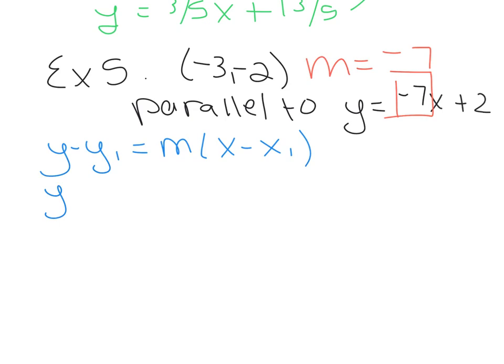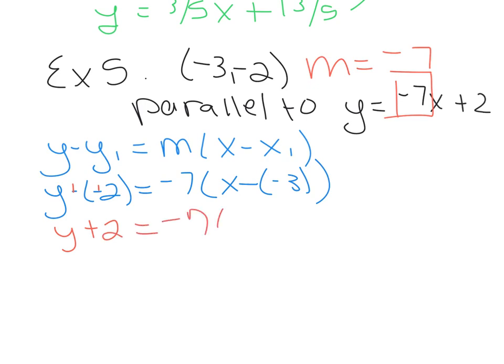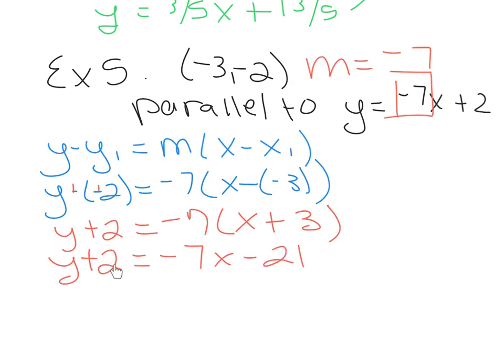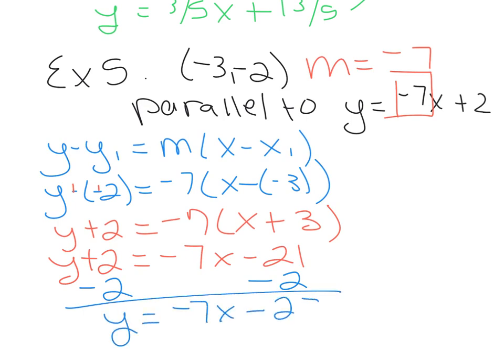y minus -2 equals -7 times x minus -3. Got a lot of negative signs going on there that we need to simplify first. So this is going to be y plus 2 here. This is going to be -7 times x plus 3. Now distribute. You have y plus 2 equals negative 7x minus 21. Your last step is to isolate this y. So subtract the 2. No fractions this time. So y equals negative 7x minus 23.